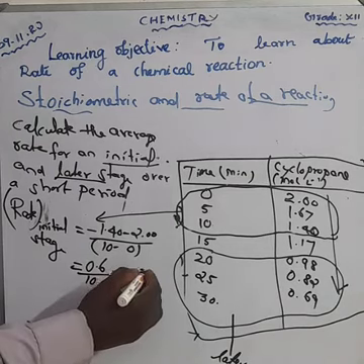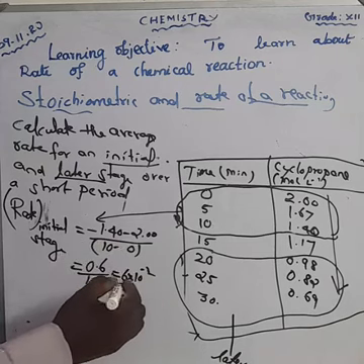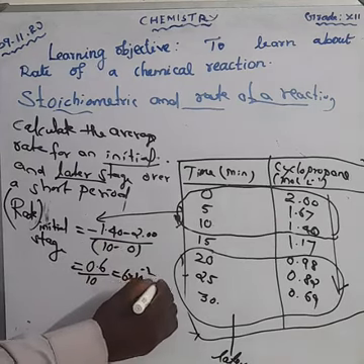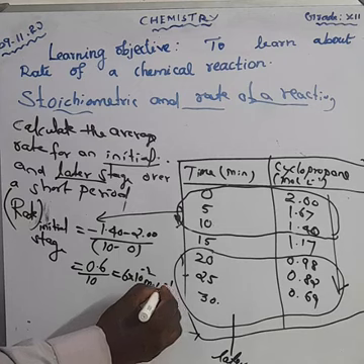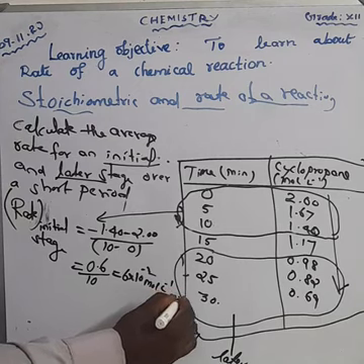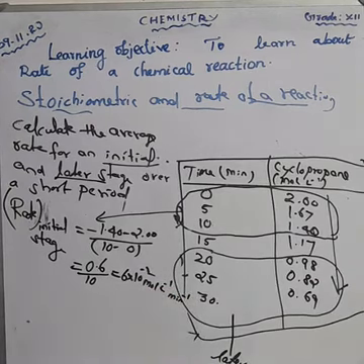And also you should write the units. What are the units? Mole per liter, that is mole liter inverse, and minute inverse. Next, we can write the rate for the later stage.